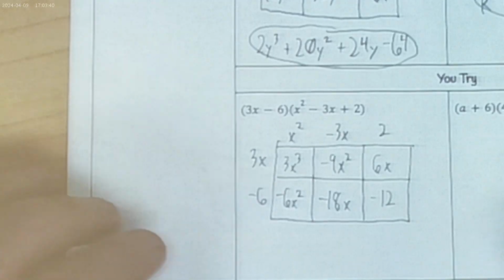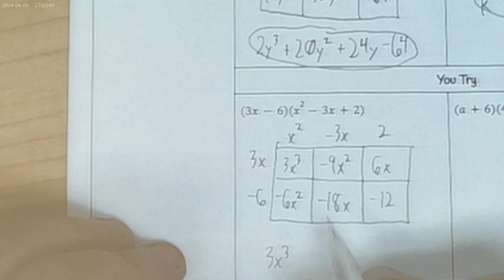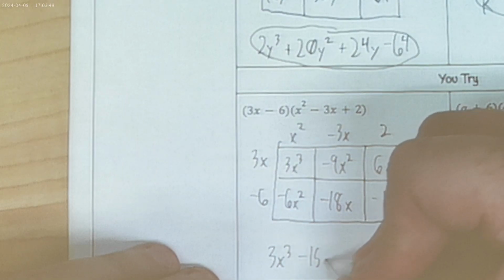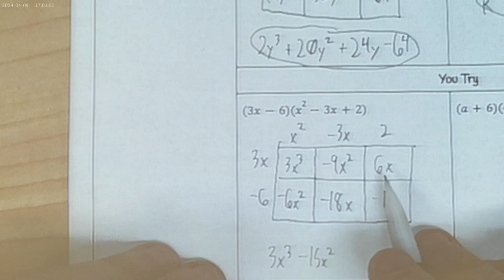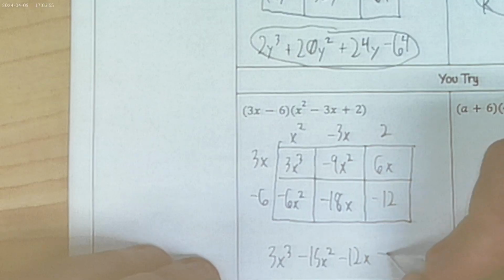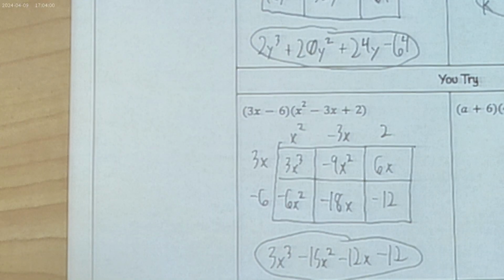All right, start combining terms. I've got 3x to the third just on its own. Negative 6 and negative 9x squared is going to give me negative 15x squared. Negative 18x plus 6x is going to give me negative 12x, minus 12. All right, there we go.